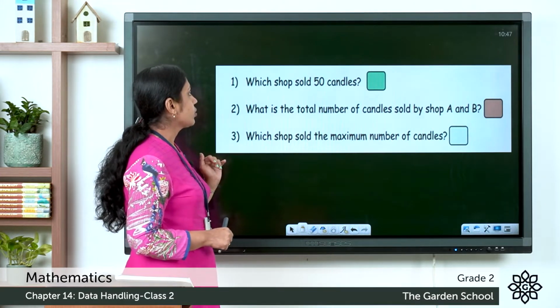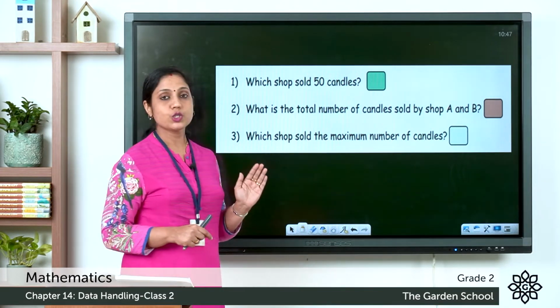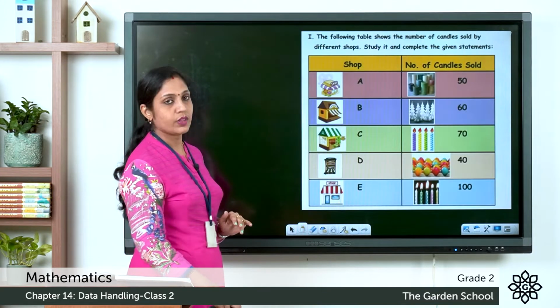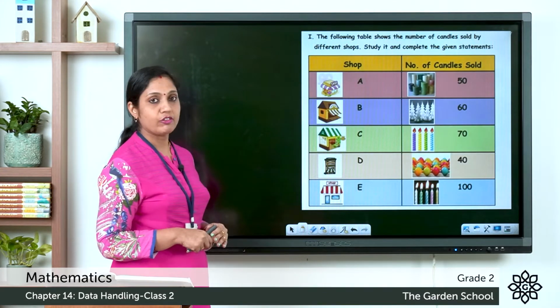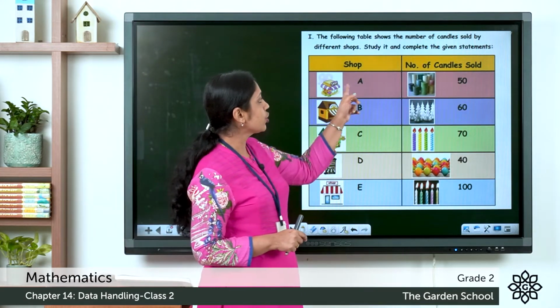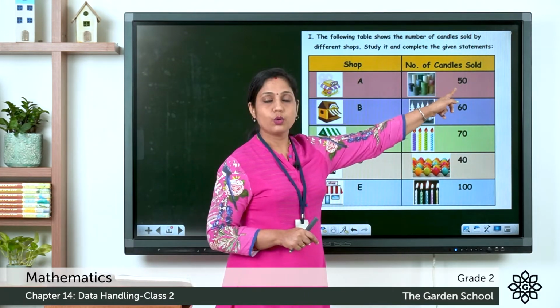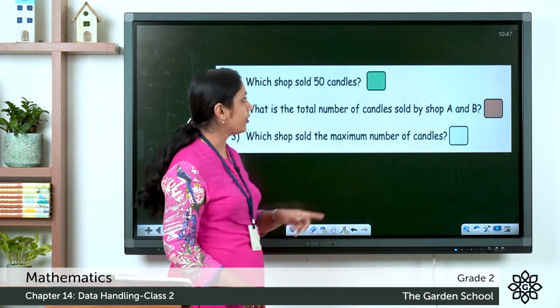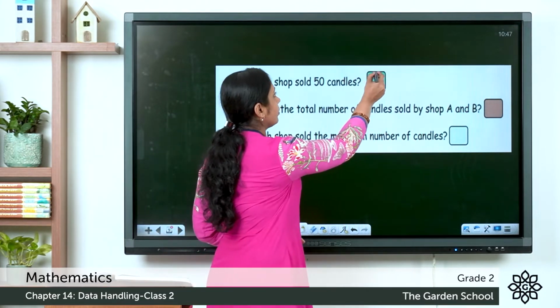So look at the first question. Which shop sold 50 candles? By looking at this table, we have to find out which shop sold 50 candles. So it is shop A which sold 50 candles. So we can write here it is A.